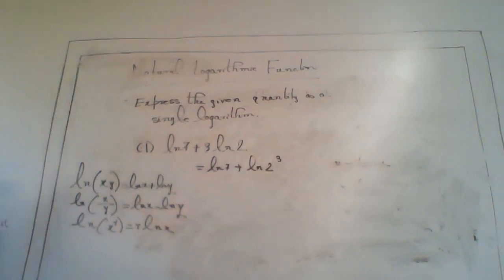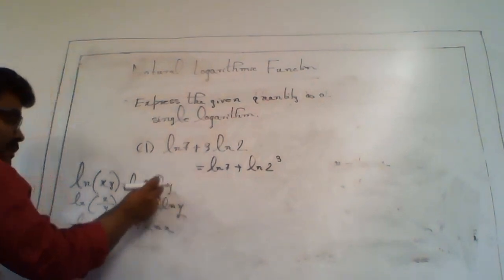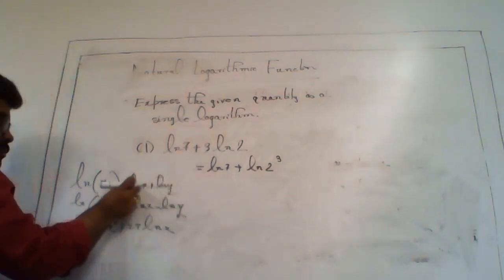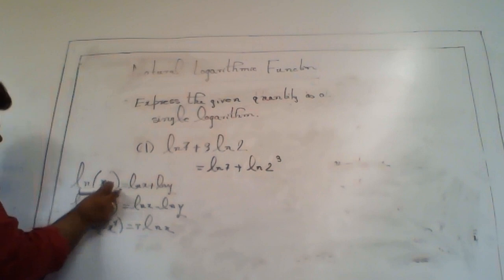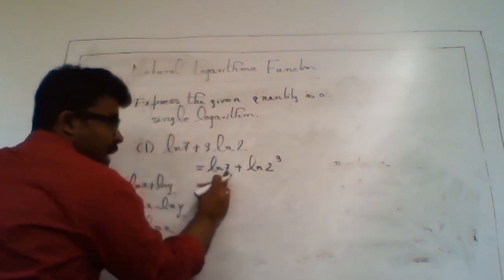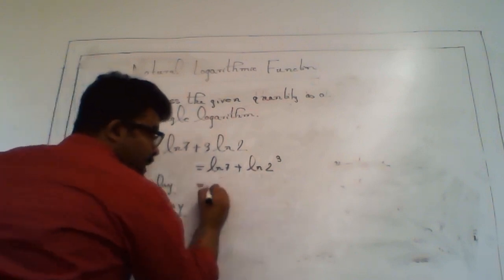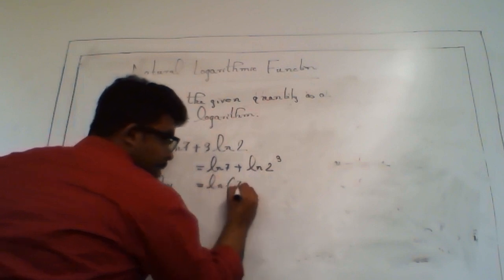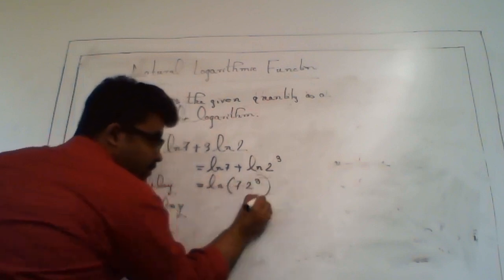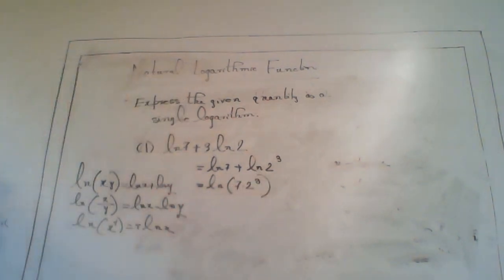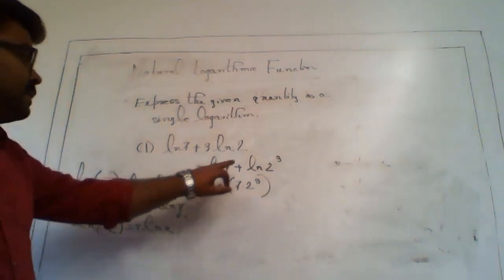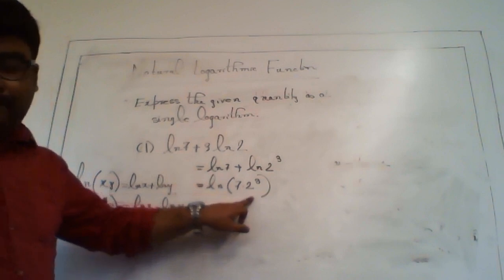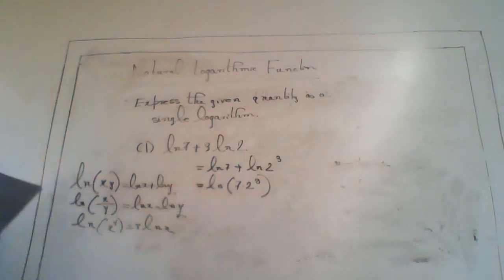Okay. Now I am going to apply the first law. Ln x plus ln y is equal to ln x times y. So ln 7 plus ln 2 cubed can be written as ln 7 times 2 cubed. Right? So this is how you need to do it. So you need to express this quantity as a single logarithm. Right? Now let's take another problem.